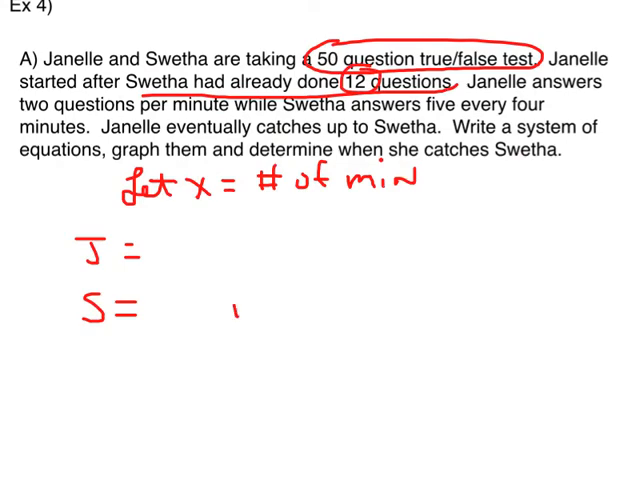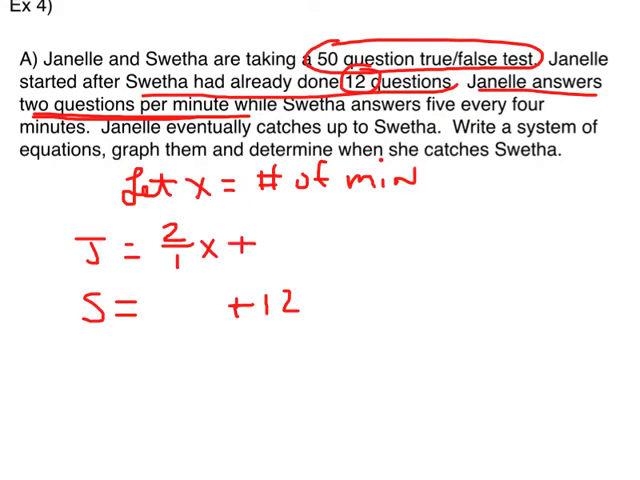So she starts off with an extra 12 already in her pocket being completed. So then they tell you Janelle answers 2 questions per minute. Well, you hear that, questions per minute. That's rate. That's your slope. Okay, so that's the m in mx plus b, if you're talking about the regular m. So she does 2 per every minute times x.